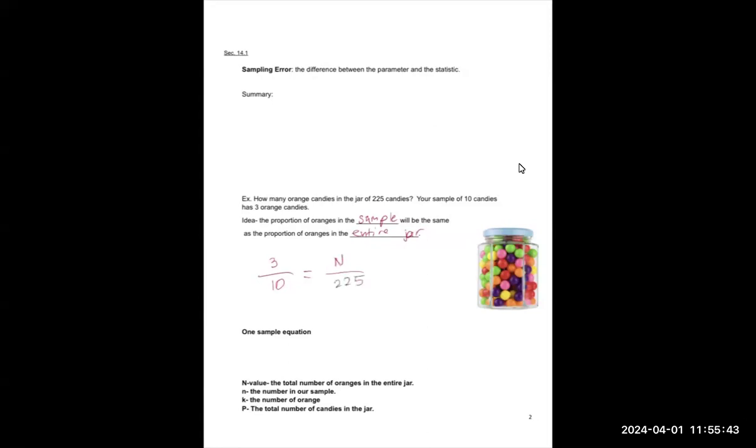So the total number of oranges in the jar over the total number of candies in the jar is equal to the total number of oranges in the sample over the total in the sample. So there is our math equation that we can use to solve this problem and to give us an estimate of the oranges in the jar.